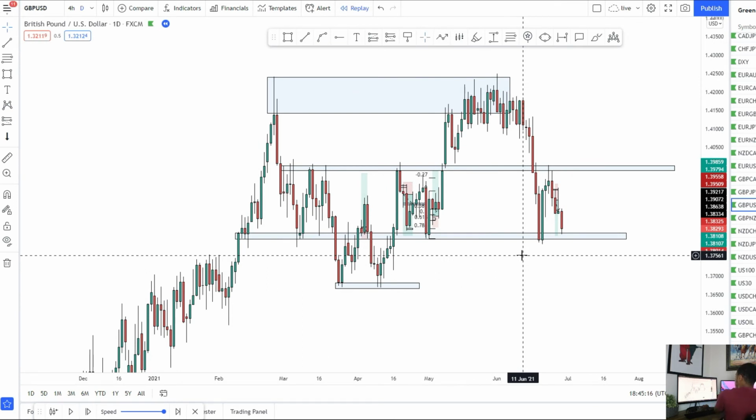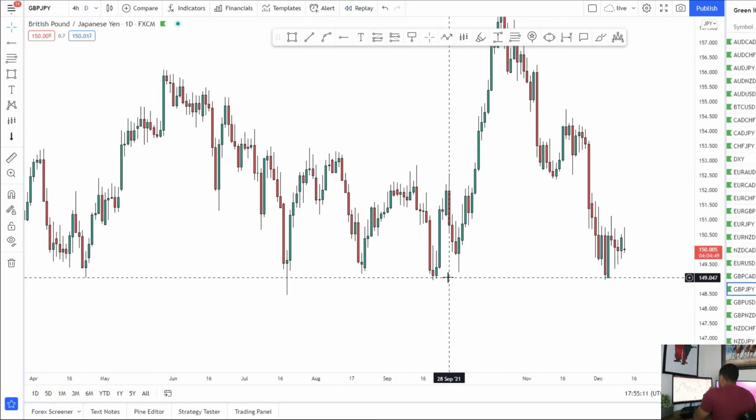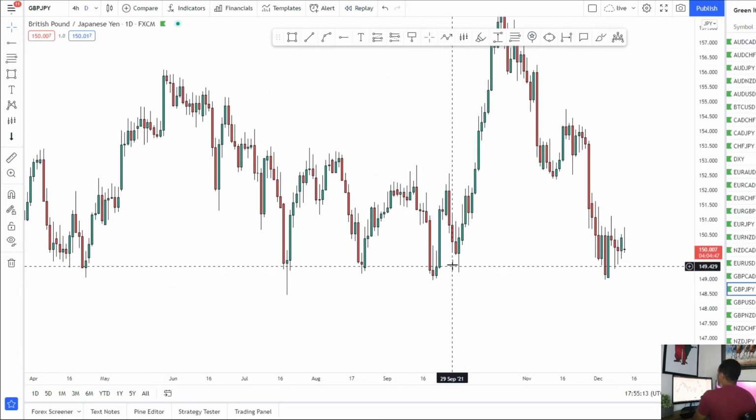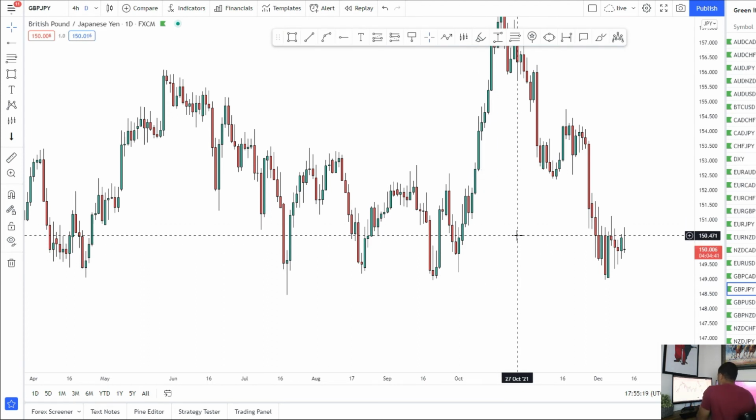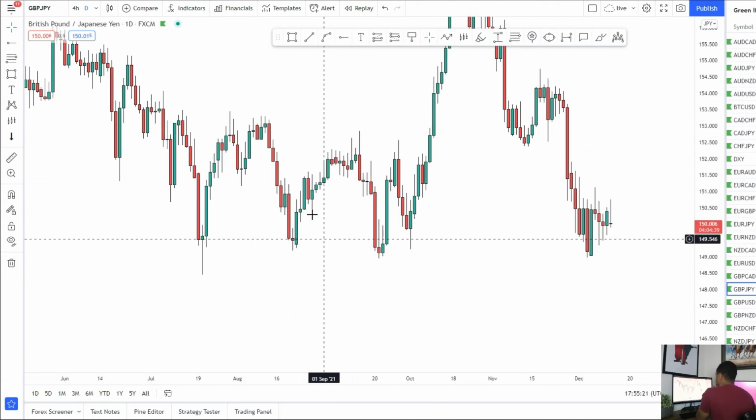I do have a setup on pound JPY I'm going to talk you guys through, and let's see if we can capitalize on that pair. Okay guys, so welcome to pound JPY. This is the pair that potentially could give us a really nice move to the upside here, using the same strategy that I've just been talking to you guys about on pound USD.